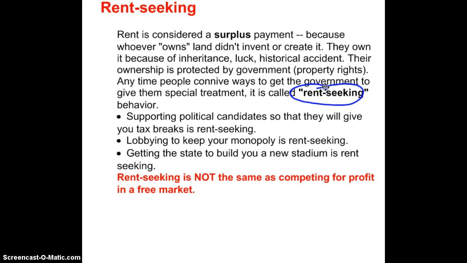get a tax break, or the Disney Corporation lobbying Congress to allow them to extend their copyrights on their movies and music, which allows them to get a lot more profits. That again is rent-seeking, getting the government to do something that allows you to continue to make profits. The Vikings getting the state to build them a new stadium is also rent-seeking. Rent-seeking is not considered allocatively efficient. It's not the same as competing for profit in a free market.